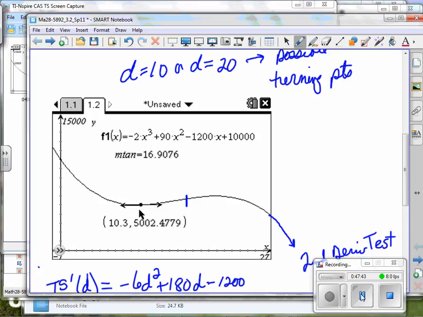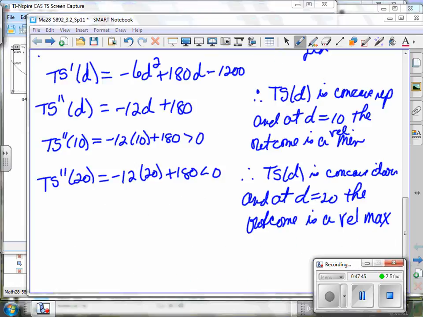I'm going to pause this and let you think about that as a group. So here we go. Analytically, how do you find that?